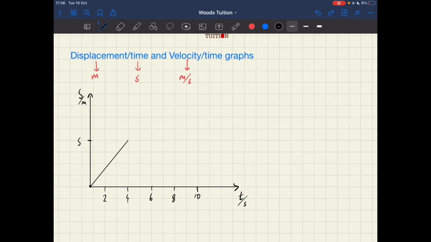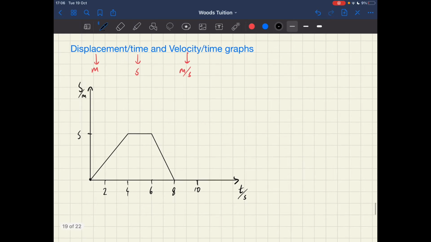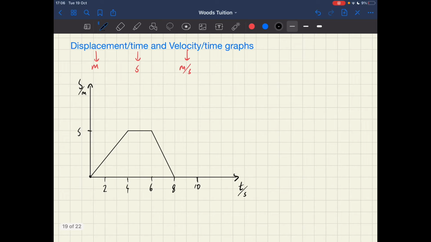If Jim then decides to stay 5 meters away from his point for a further 2 seconds, he would be displaced no further. And if he came back to where he started in the next 2 seconds, he would be back to 0 displacement. Essentially, Jim starts at point A, which is 5 meters from point B. He walks to point B, stays there for 2 seconds, and then walks back to point A.